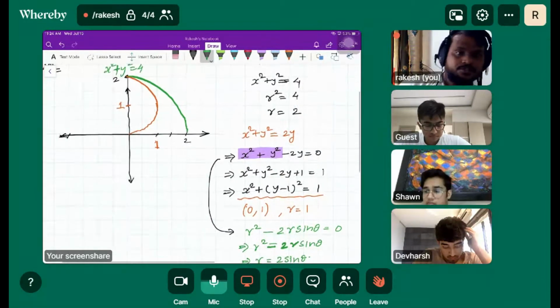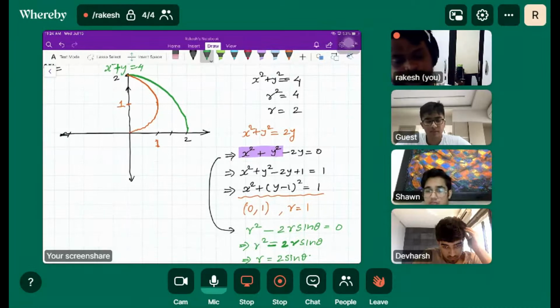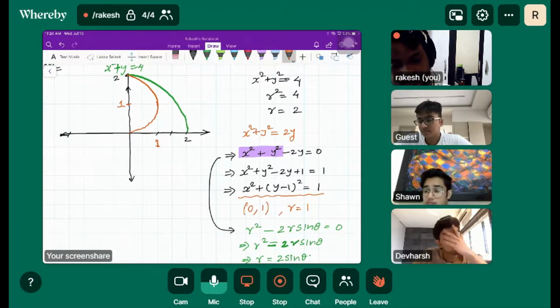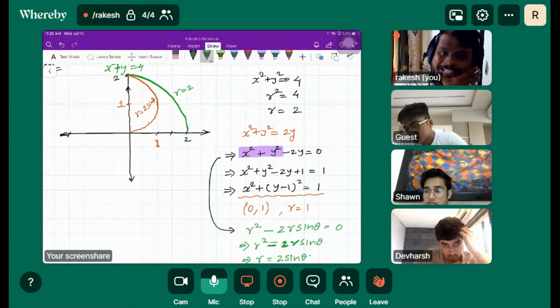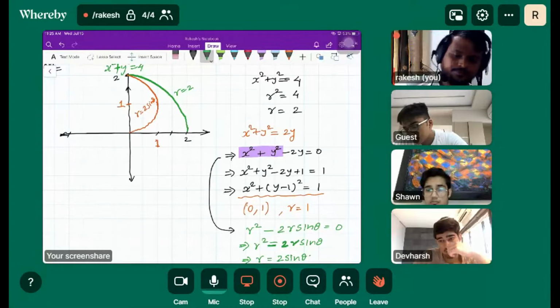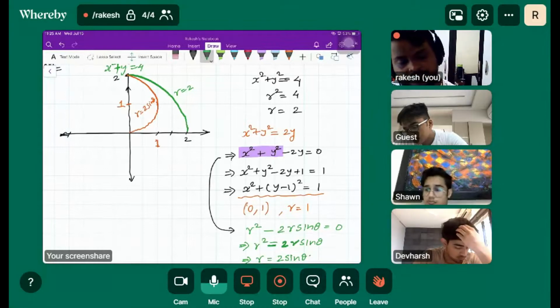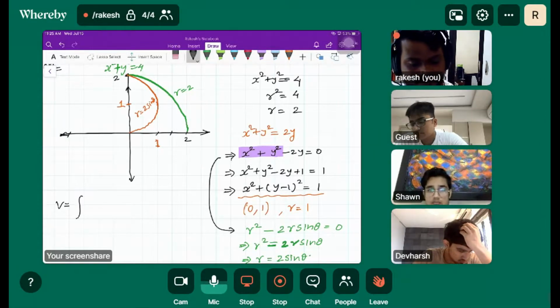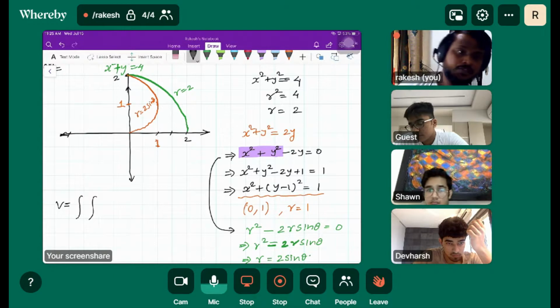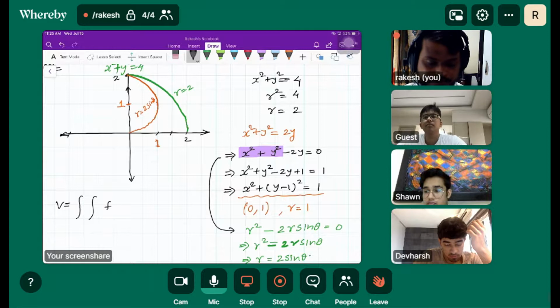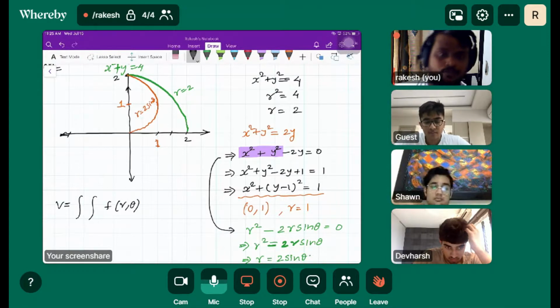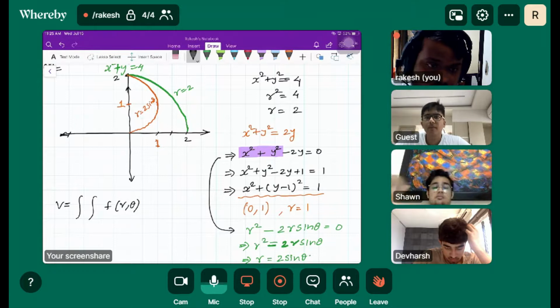Please verify if you understood this. So this is r is equal to 2 sine theta, and here r is equal to 2, right? Now we'll set up the double integral here. The double integral can be set up by providing the limits of the outer and inner integral, right? What should I write here after f of r comma theta?